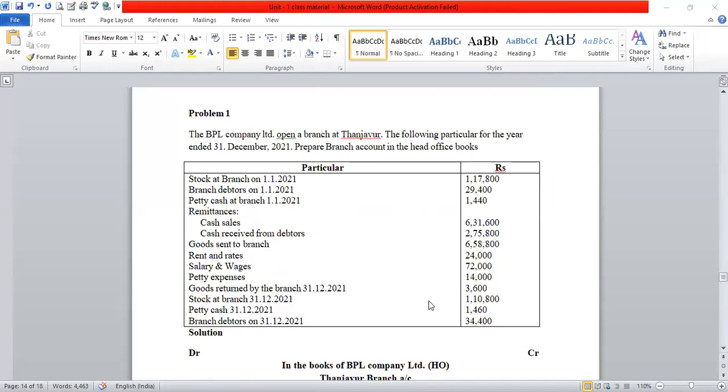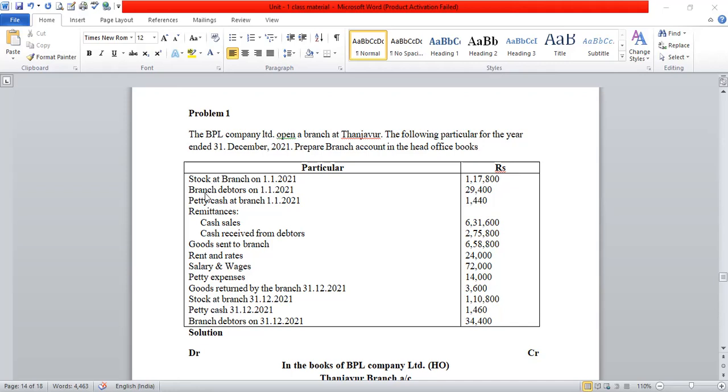Yes, ma'am. Right. So this is the first problem. In this problem, they're telling that the BPL company limited is opening a branch at Tanjavur. The following particulars for the year ended 31st December 21 were given. Prepare the branch account in the head office books. The branch office is not opening the books, so the head office is maintaining the branch account details.